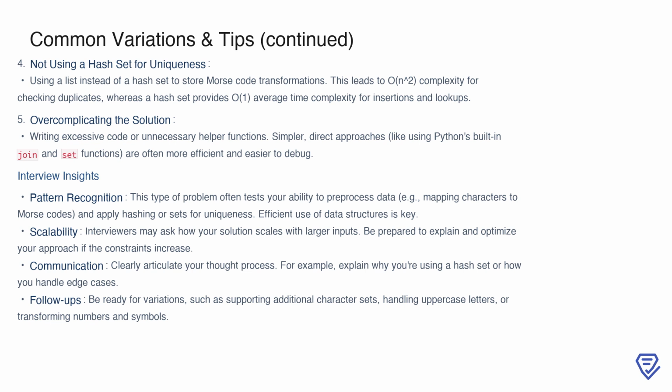From an interview perspective, this problem tests several key skills. It evaluates your ability to pre-process data, such as mapping characters to Morse codes, and your effective use of hashing or sets for uniqueness. Scalability is another focus. Interviewers might ask how your solution handles larger inputs, so you should be prepared to discuss optimizations. Clear communication is also important. Be ready to explain your thought process, such as why you chose certain data structures or how you addressed edge cases. Lastly, anticipate follow-up questions. These might involve handling uppercase letters, additional character sets, or even transforming numbers and symbols.